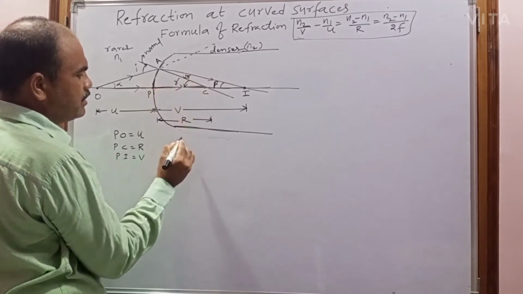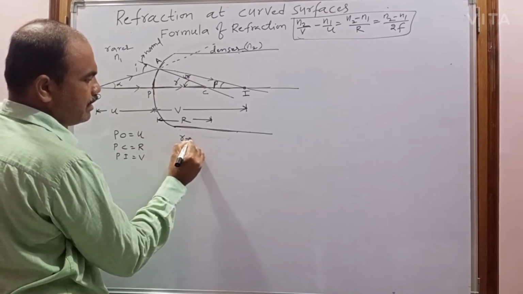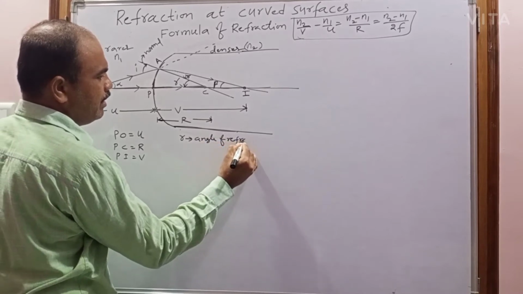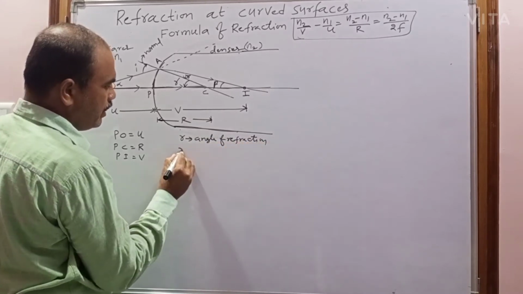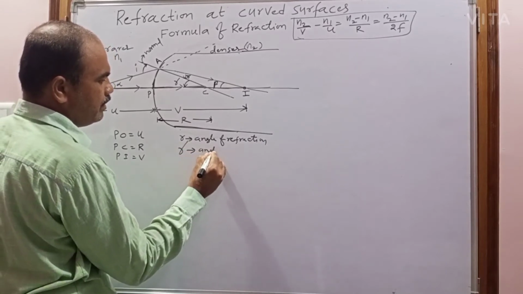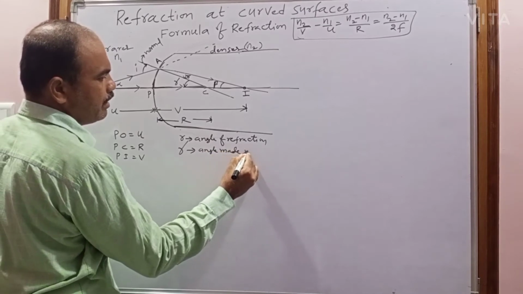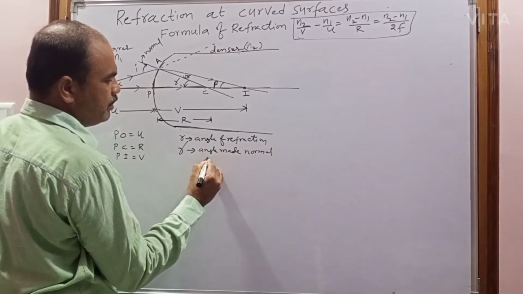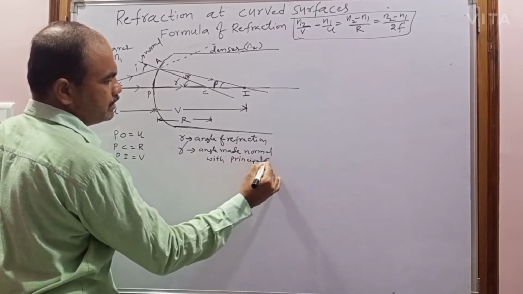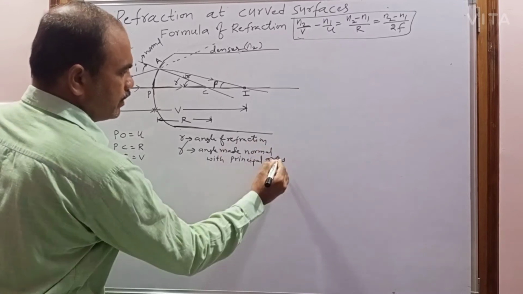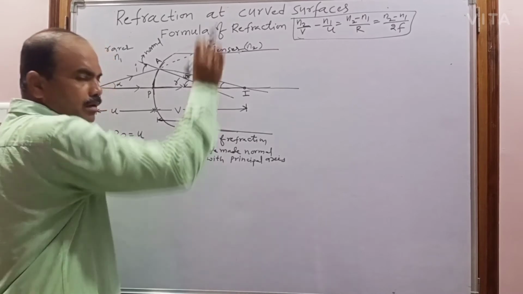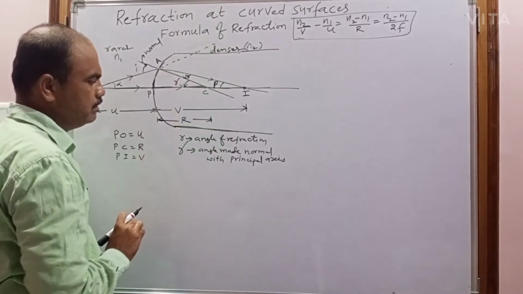Here r is there, gamma is there. Here I am writing r, which is the angle of refraction. Here I am writing gamma. This gamma is the angle made by the normal with the principal axis. Don't confuse: here r is there and gamma is there. Gamma means we are extending one of the sides of r upward.